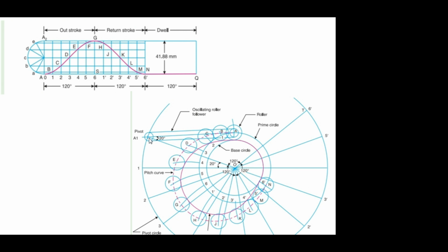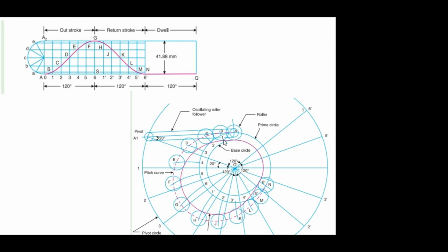Mark the points on the pivot circle. Mark those parts which are divided on the pivot circle, not on the prime circle or on the base circle. Mark those points on the pivot circle.